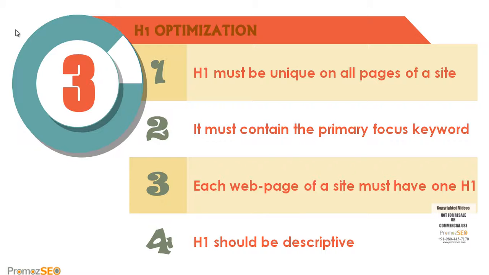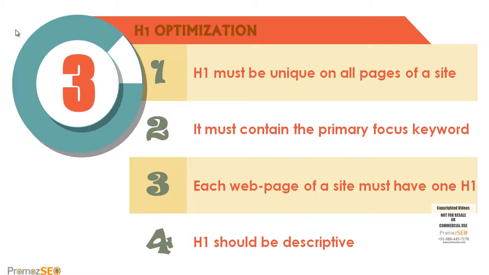H1 must be unique on all pages of your site. Again, the same: if you have 10 pages, all those 10 pages must have different intents. And if the pages have different intents, obviously you must use different keywords for those pages. So obviously the H1 of a page should be different from another page's H1. Second point is it must contain the primary focus keyword. Again, the same rule: you need to use the focus keyword as early as possible in the H1.